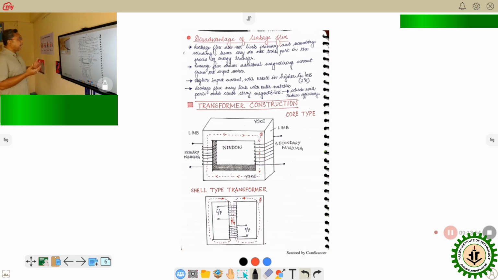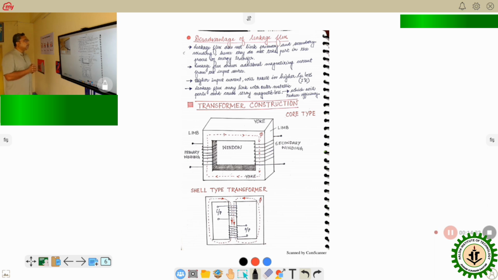Leakage flux draws additional magnetizing current from the input source. This means that whenever a magnetizing current is passing, a flux is generated. But since this flux is wasted, the amount of current needed to produce this wasted flux is more as compared with that of the utilized flux. Now, higher input current will result in higher copper loss. So, if the input current is more, copper loss will be more.